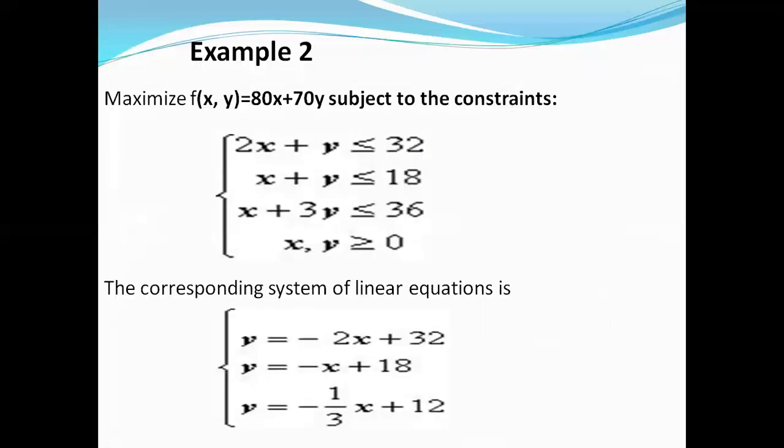And let us consider in the case of maximization of the same kind, what will happen. So with different values, we have considered here different values. Here the question is: maximize the function f of x comma y equals 80x plus 70y subject to the constraints. Taking similar values, we have the following set of equations in the question format: 2x plus y less than or equal to 32. The constraints: x plus y less than or equal to 18, x plus 3y less than or equal to 36, and hence x comma y is greater than 0.